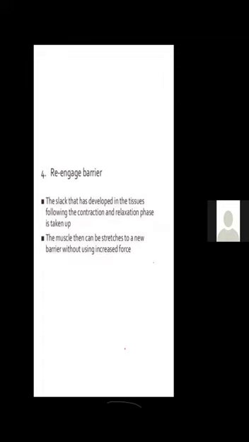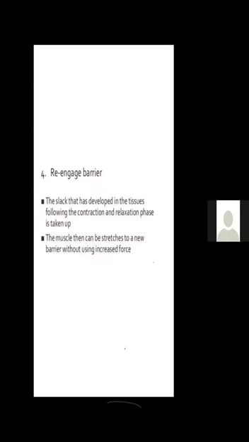The muscle then can be stretched to a new barrier without using increased force. Basically, why do you give that period of relaxation? In order for the muscle to understand the new range. Once the muscle is shortened, once you take it to a new barrier, you should give enough time for the muscle to understand the new range, and then you re-engage, remove the slack, and then the muscle can be stretched easily. You need not give much force. You can easily stretch the muscle without any barrier, because you are already breaking the barrier and moving on to a new barrier. So that is how you perform this.